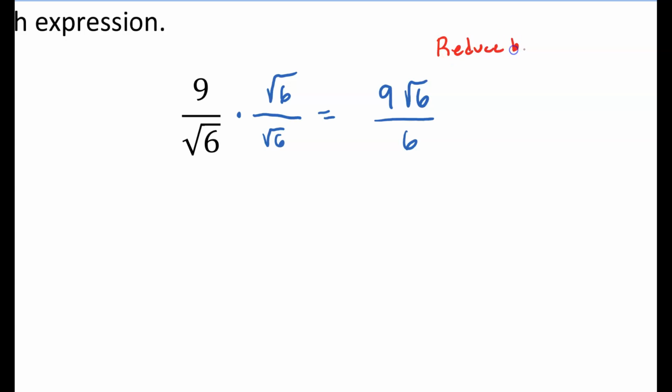I can only do it to the whole numbers, the rational numbers outside of the square root. So like 9 and 6, I can reduce by 3. I cannot reduce the square root, so don't touch the square root. The square root is protected. It has a force field. It's wearing body armor. However you want to look at it, okay? We can't touch it. So I'm going to go ahead and reduce this by 3. That gives us 3. This gives us 2. And then our final answer is 3 square root of 6 divided by 2.